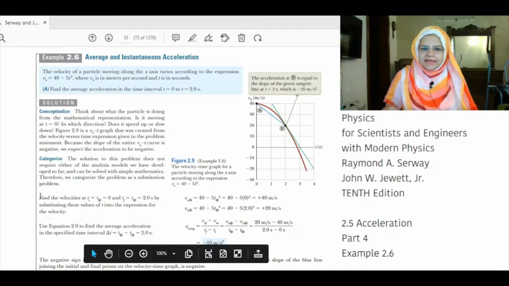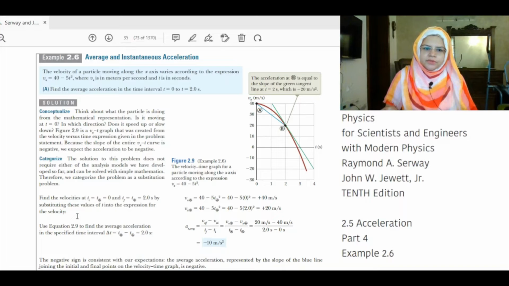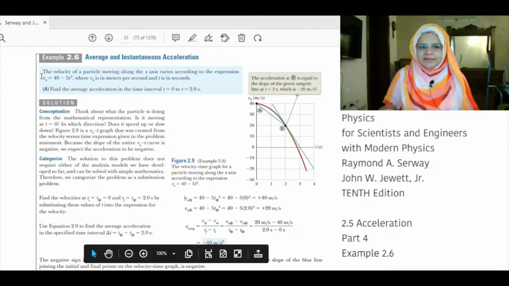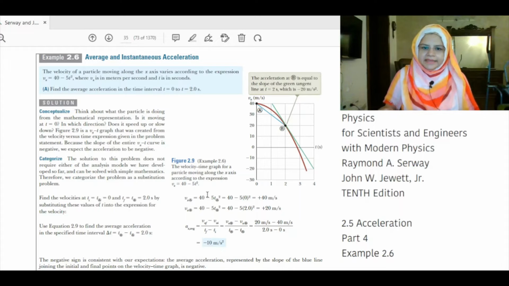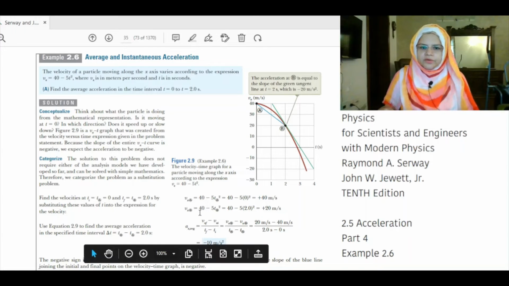Find the velocities at ti is equal to ta is equal to 0 and tf is equal to tb is equal to 2 seconds by substituting these values of t into the expression for the velocity. We know the expression of velocity Vx is equal to 40 minus 5t square. We know that ta is equal to 0 second. Therefore, Vxa is equal to 40 minus 5ta square is equal to 40 minus 5 times 0 square is equal to 40 meter per second. We know that tb is equal to 2 seconds. Therefore, Vxb is equal to 40 minus 5tb square, which is equal to 40 minus 5 times 2 square, giving us the answer of Vxb equal to plus 20 meter per second.